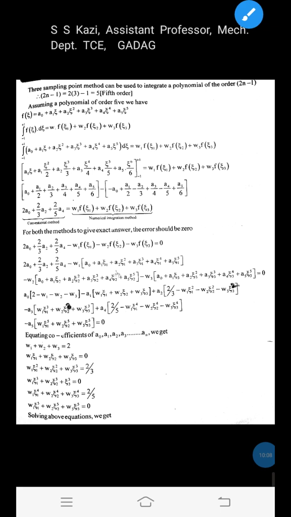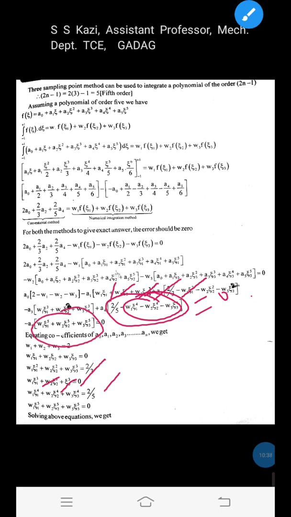And after that A4 coefficient is 2 by 5 minus W1 zeta 1 raised to 4 minus W2 zeta 2 raised to 4 minus W3 zeta 3 raised to 4, and this 2 by 5 has to be equated to 0. Just take these terms to the RHS: W1 zeta 1 raised to 4 plus W2 zeta 2 raised to 4 plus W3 zeta 3 raised to 4 is equal to 2 divided by 5. After that, next A5 coefficient equated to 0 like this.